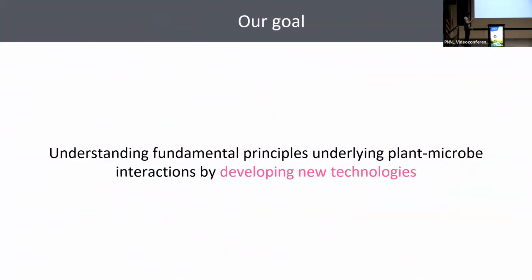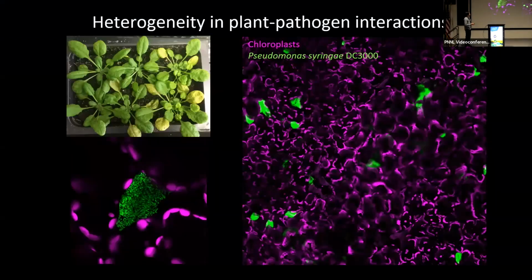So my goal is to understand the fundamental principles underlying plant-microbe interactions, whether they are pathogens, symbionts, or commensals, using and developing new technologies. Today I highlight single-cell multiomics and spatial transcriptomics, which are very good at resolving heterogeneity. And that's really useful to understand plant-microbe interactions, because plant-microbe interaction is full of heterogeneity.